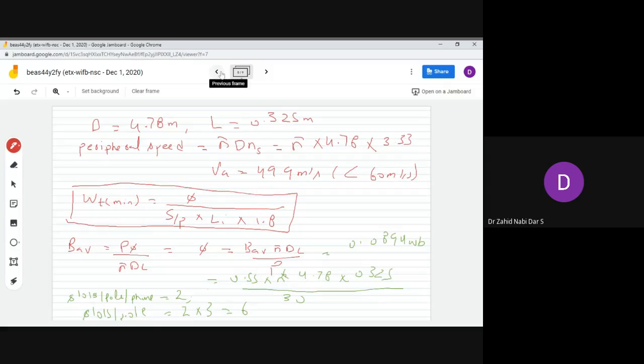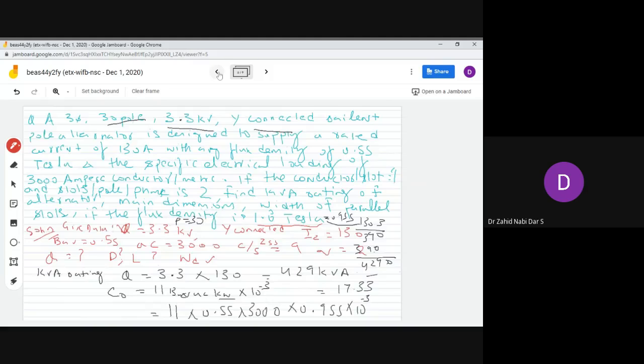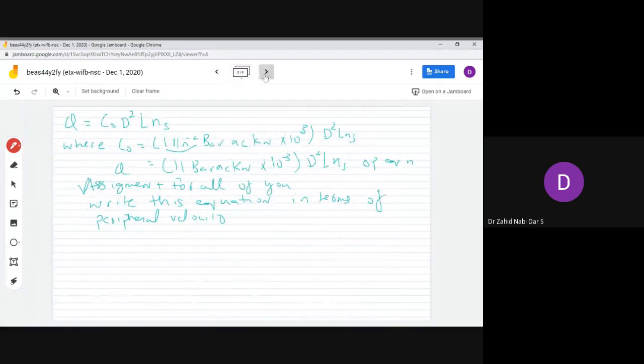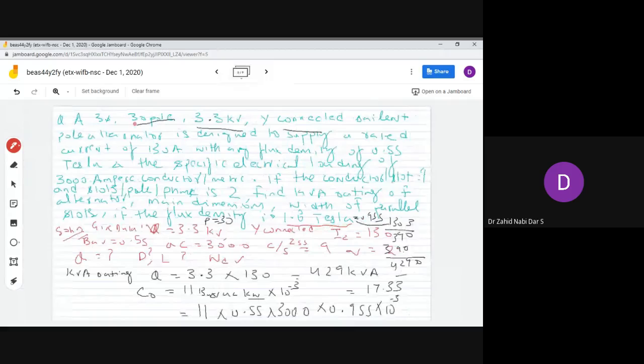so we'll just go. So what does the problem read? See, a three-phase 30-pole 3.3 kV connected salient pole alternator is designed to supply a rated current, with flux density of this Tesla and the specified electrical loading of this. Find kVA rating of the alternator, main diameter, width of parallel slots. So this width you have to calculate. Width of parallel slots if the flux density.